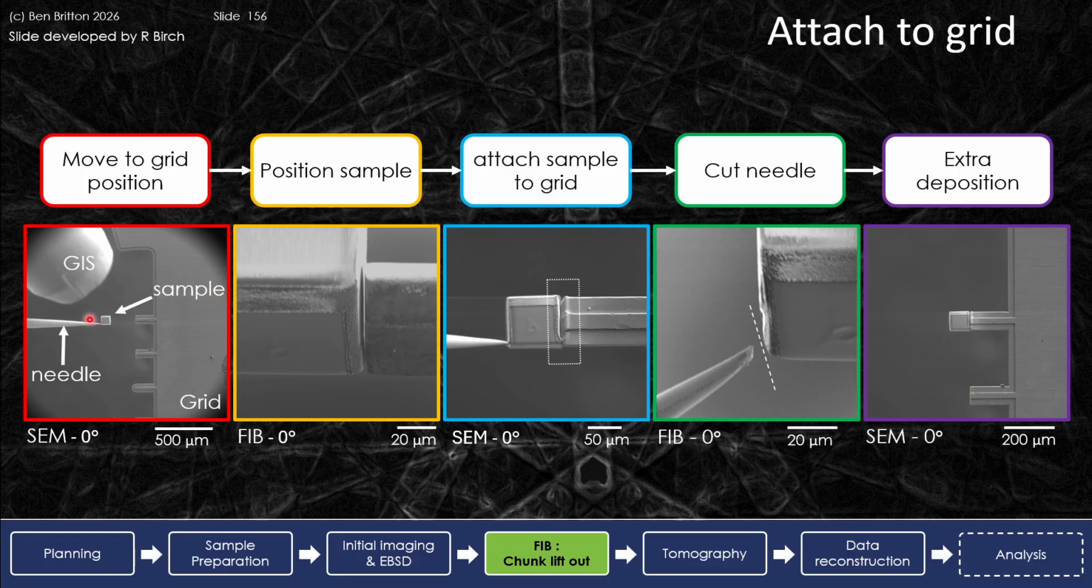Once we've lifted out the sample, we can then move the sample out of the way, and we can insert the grid. So here's the grid. We've cut the end of the grid to give us a flat surface to weld against, and then we're going to position the sample carefully very close to the grid, and then do the attachment process, where we do an initial weld, and then we backfill in here. Once it's nicely attached to the grid, we can then cut the needle off, and then we just do a final extra deposition just to secure the object on the edge of the copper grid or moly grid.